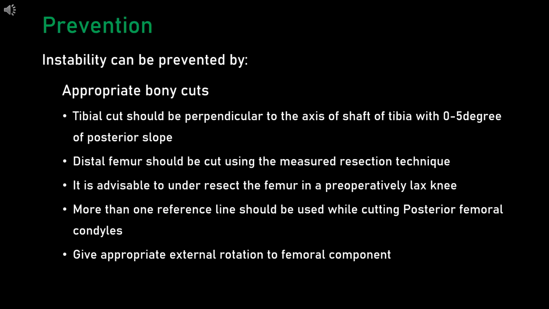Instability can be prevented by appropriate bony cuts. Tibial cuts should be perpendicular to the axis of the shaft of the tibia with 0 to 5 degrees of posterior slope. The distal femur should be cut using the measured resection technique. It is advisable to use a counter resection of the femur in a preoperatively lax knee. More than one reference line should be used while cutting the posterior femoral condyles. Give appropriate external rotation to the femoral component.